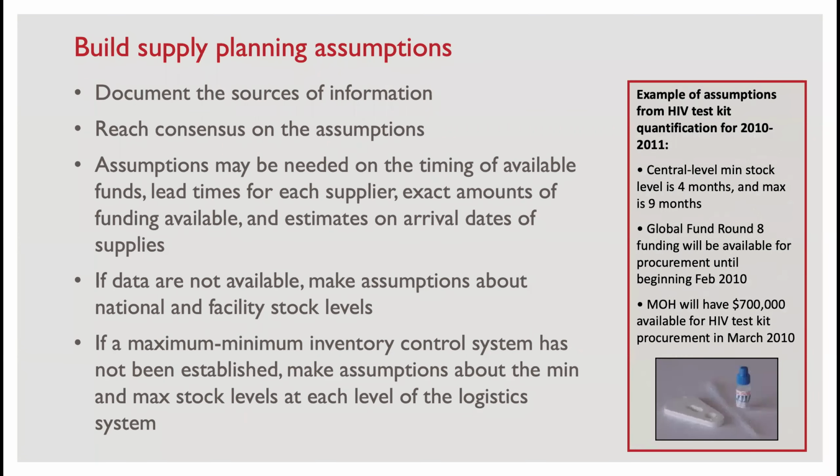Here are some examples of other assumptions that might be made during supply planning. If we have products already on order, we're assuming that those products will arrive as scheduled. And if we count our entire stock on hand in our calculations, we're assuming that we will not have any significant losses from among that stock.